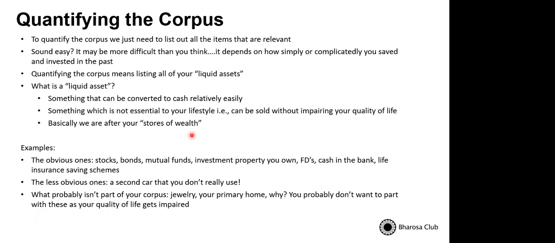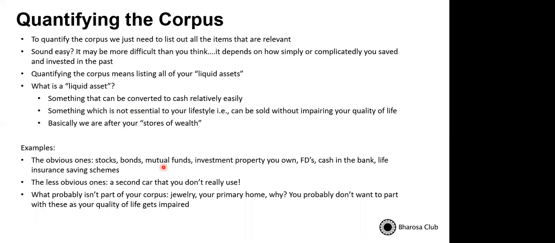So let's take some examples. You have some obvious ones here: stocks, bonds, mutual funds, investment properties you own, FDs, cash in the bank, life insurance saving schemes. These are all things that are parking lots for your wealth. Your lifestyle doesn't get impaired if you convert your FDs into cash or you convert your life insurance saving scheme into cash. So these are just basically stores of wealth.